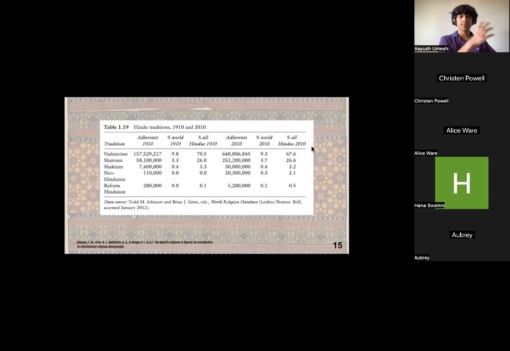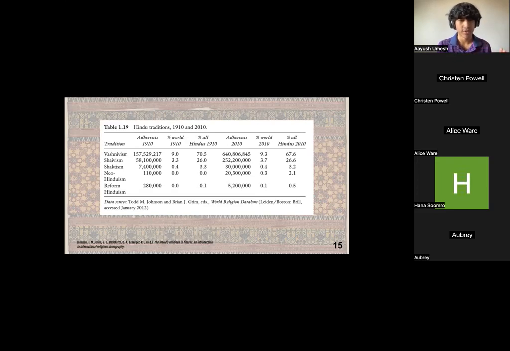Okay, so I talked about the philosophical split in Hinduism. Now let's look at the ritual worship split. There are people who worship particular deities: Vaishnavism refers to the worship of Vishnu, the preserver deity, and Shaivism refers to the worship of Shiva, the destroyer deity. There's not a large portion of Hindus that actually worship Brahma, the creator deity.